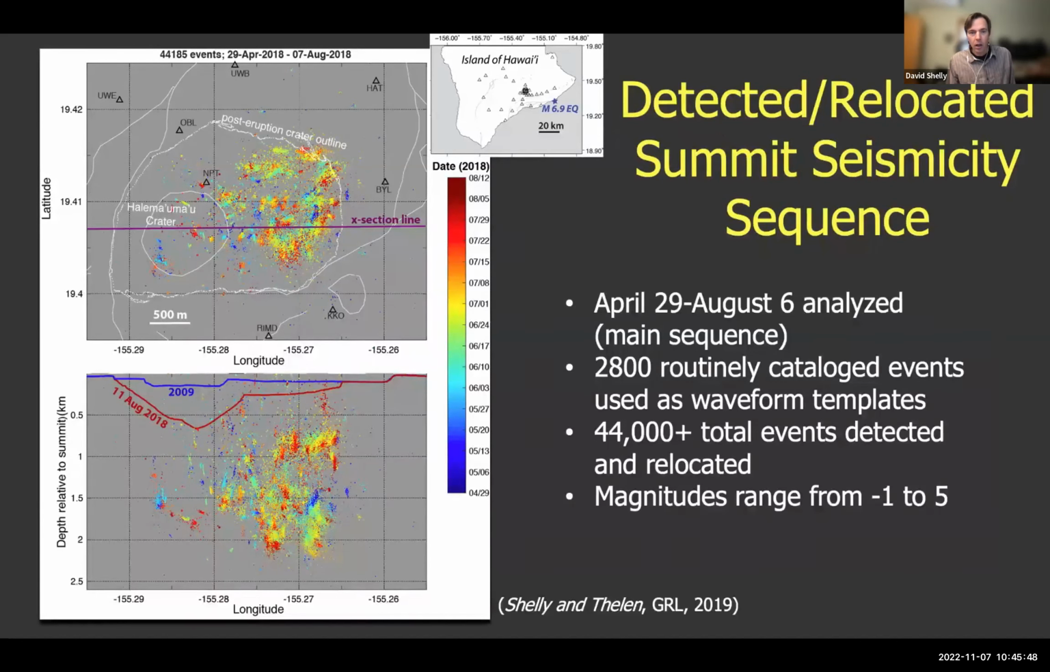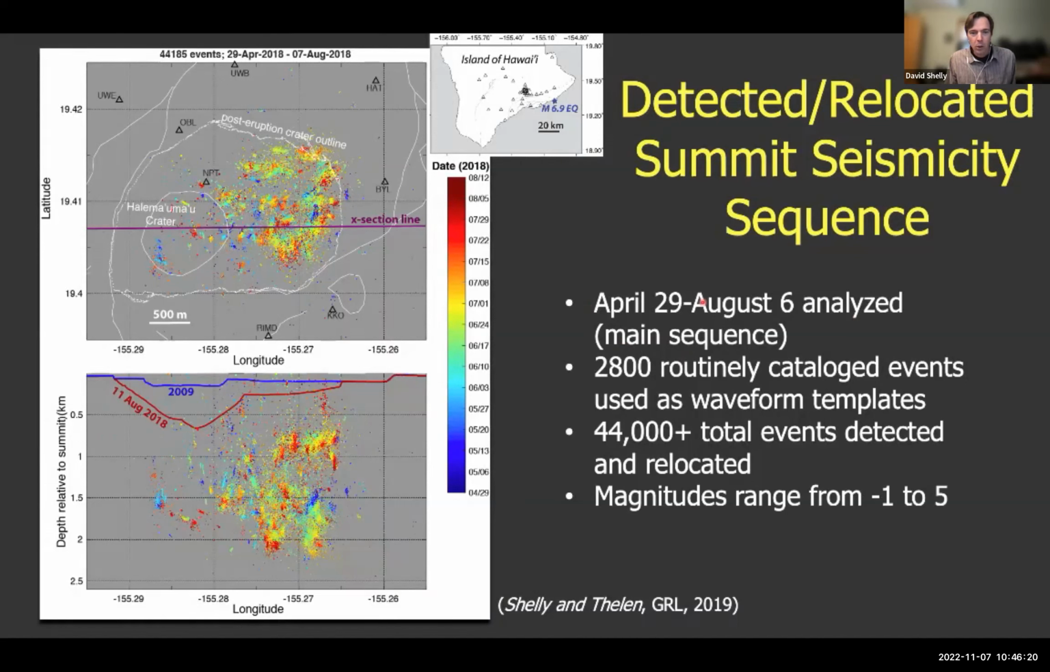So this was an incredibly active sequence. So magma was erupting out the east rift zone here on the, I guess, on the inset map, quite a ways away from the summit zone. But for me, as a seismologist, I guess the most exciting part for me was the summit collapse. So that was happening right at the Kilauea summit. There was a really great seismic network, as I mentioned.